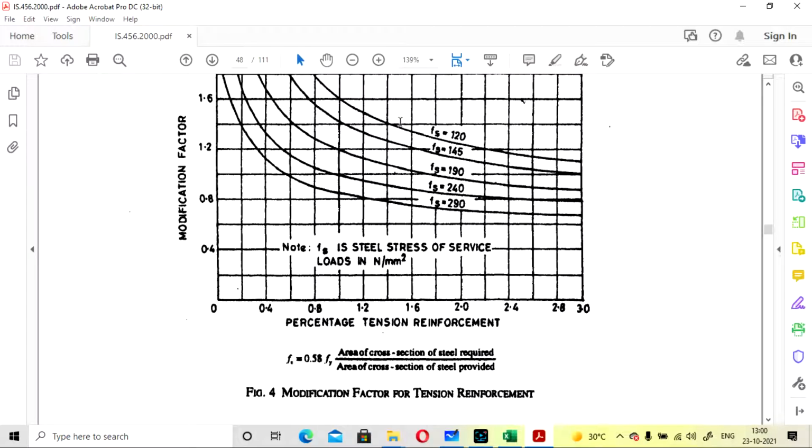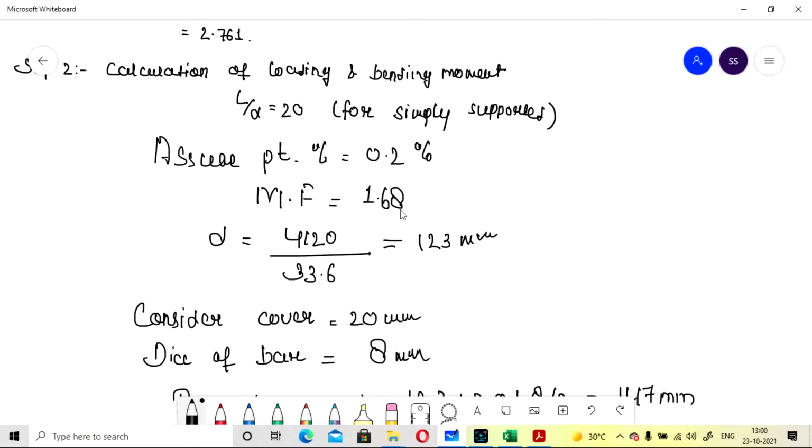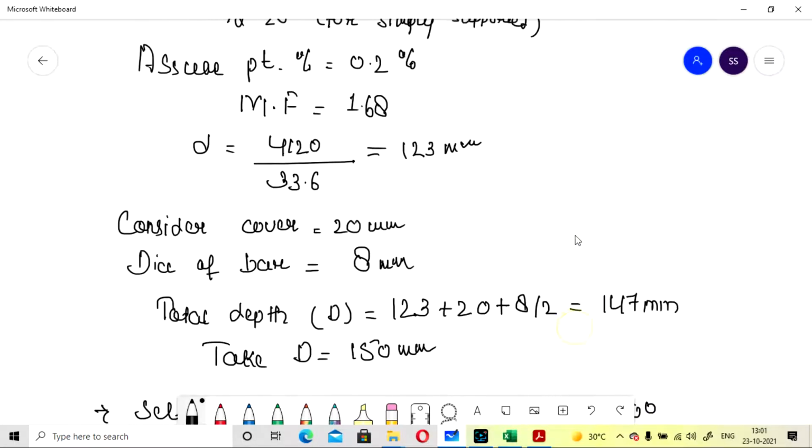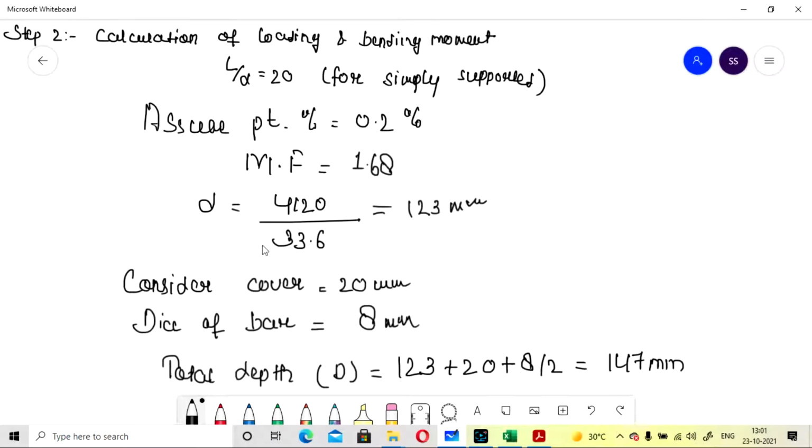By putting this formula you can get the fs value, and from that it will come around 190, and we have taken the percentage 0.2. If we go straight to here, it will come around 1.68 or 7. So we have taken 1.68. This is an assumed value, not a corrected value. We can get the corrected value after design. So we have assumed the initial depth by this. Our depth will be calculated as effective span upon basic value, that is 20 into modification factor. It will be calculated as 123 mm.